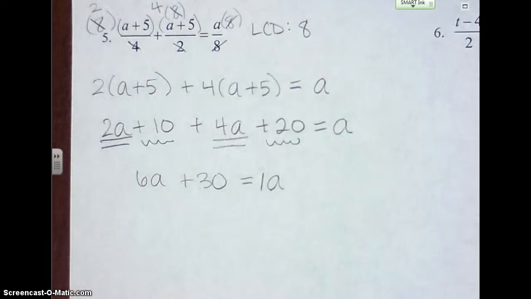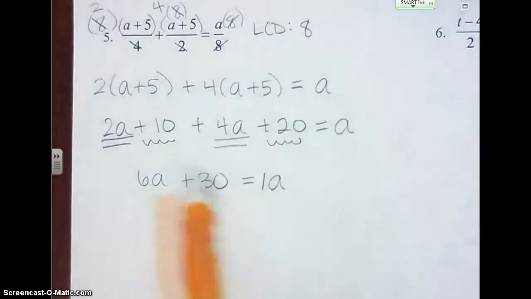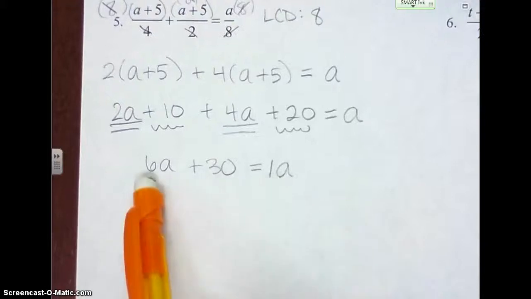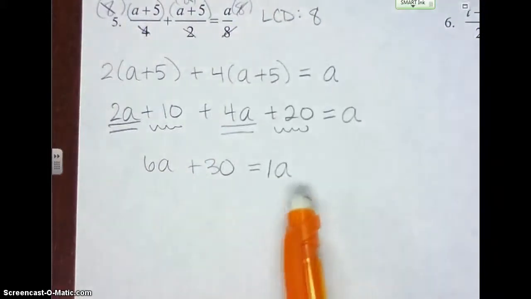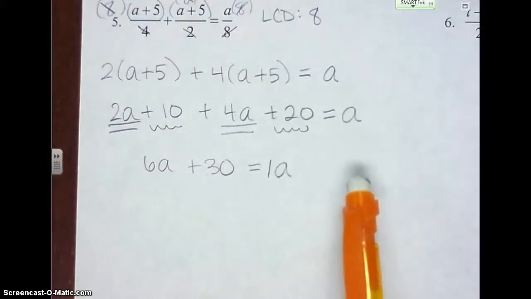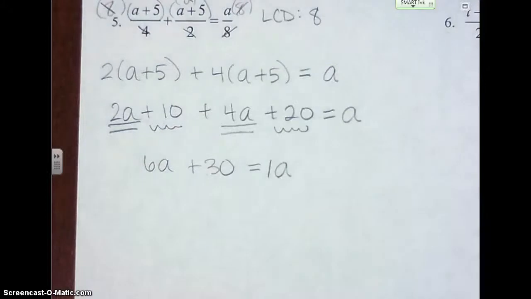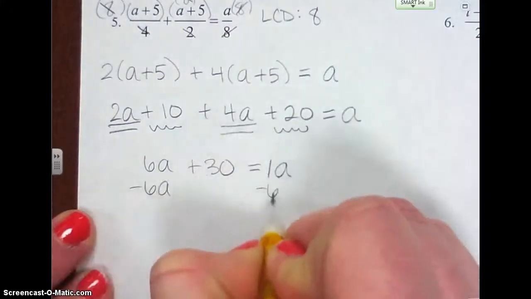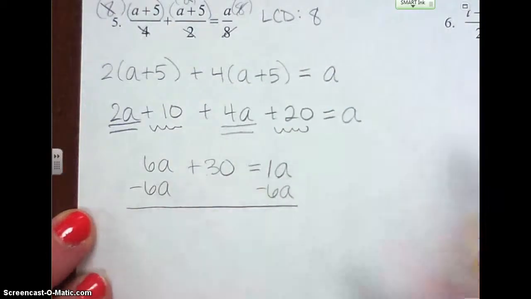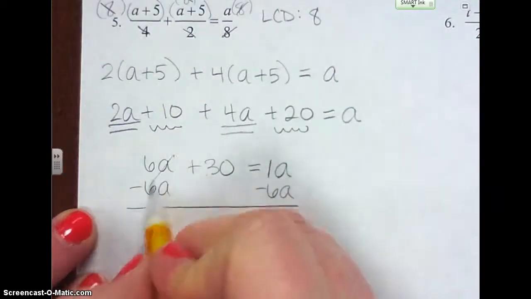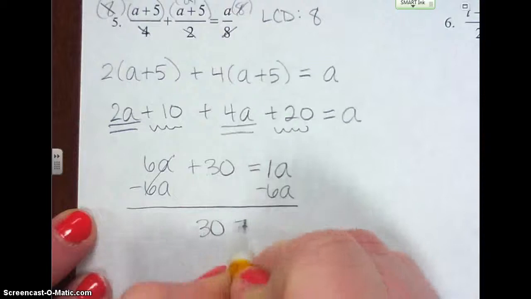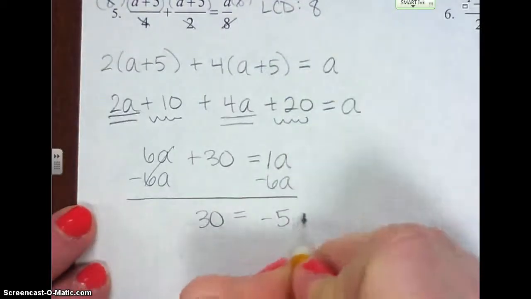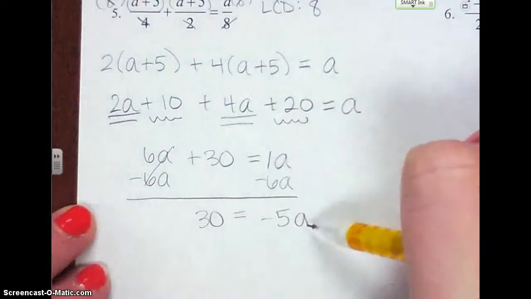Okay, so you can do one of two things. You can move the 6A to the right, so the A's are on the same side, or you can move the 1A to the left, and then you have to subtract the 30 over. So which way do you want to go? Move the 6A to the right? Okay, so the 6A's cross out, and now I have 30 equals negative 5A. Good. So you're just doing the 1 minus the 6, and then the A stays.